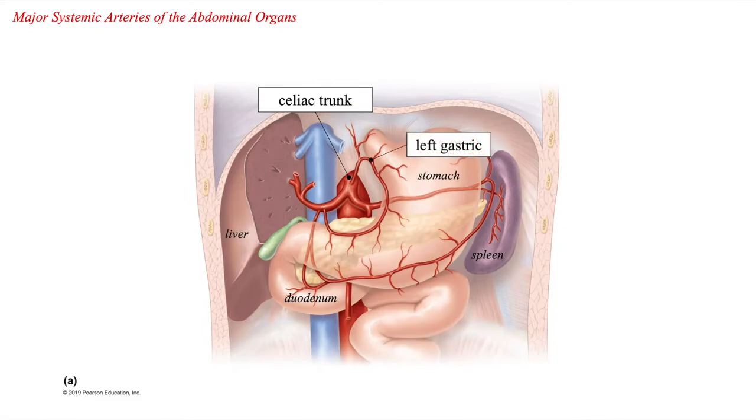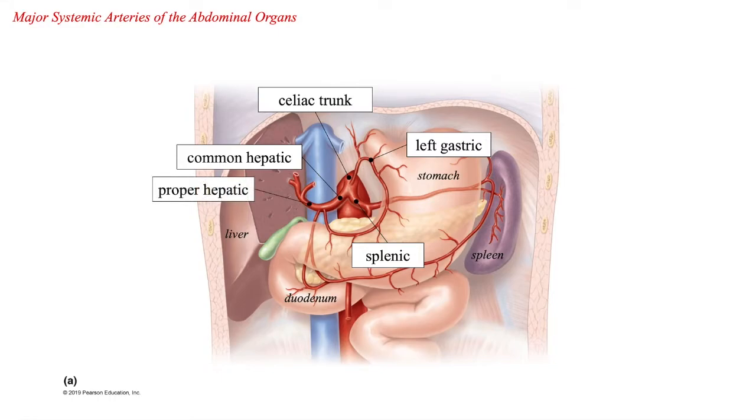The left gastric artery serves the superior portion of the stomach. The splenic artery serves the spleen, and the common hepatic artery heads towards the liver. The common hepatic artery becomes the proper hepatic artery, with the gastroduodenal artery branching off and supplying the inferior portion of the stomach and duodenum.